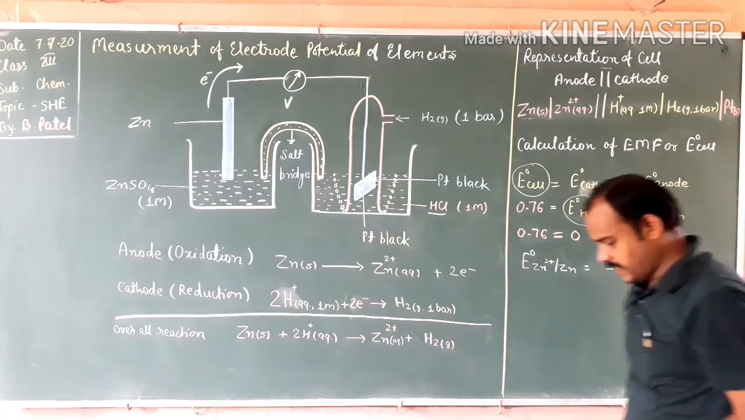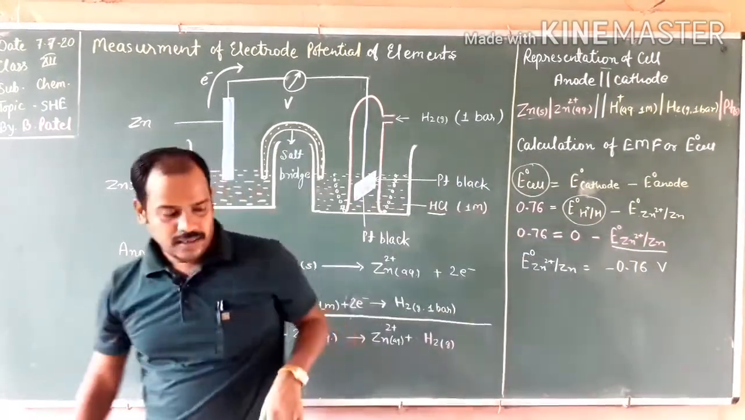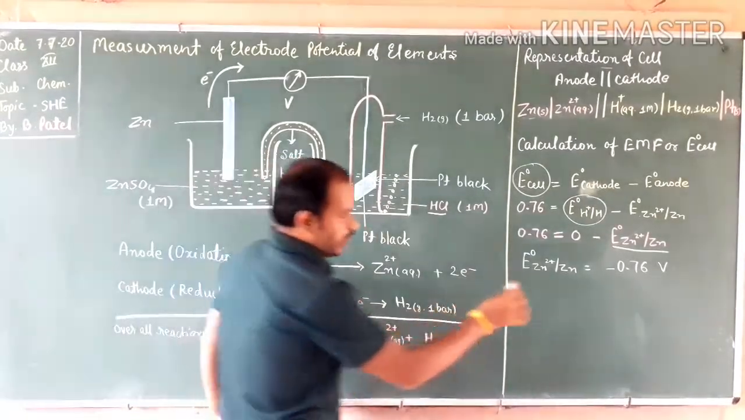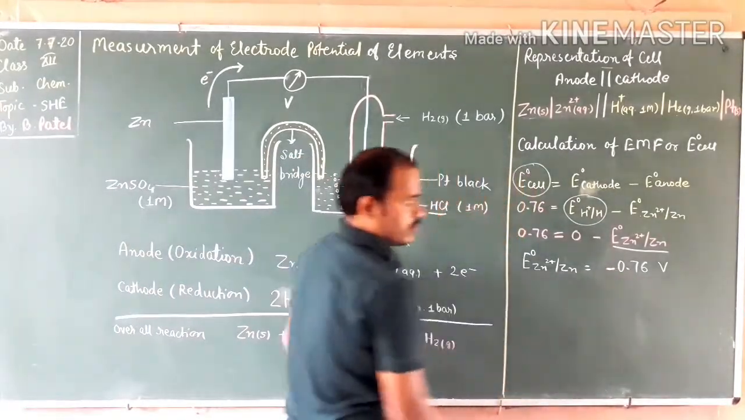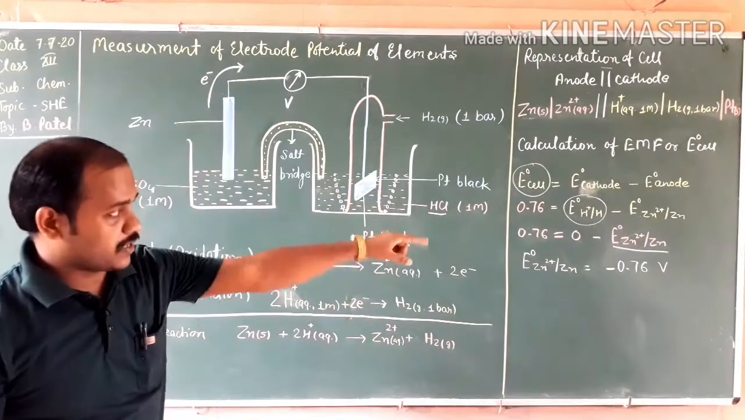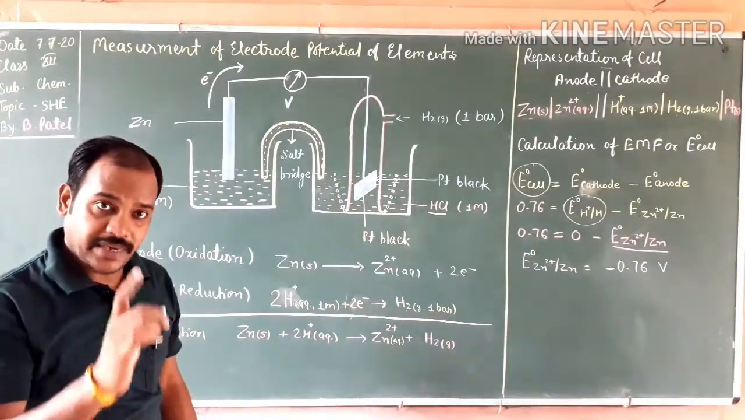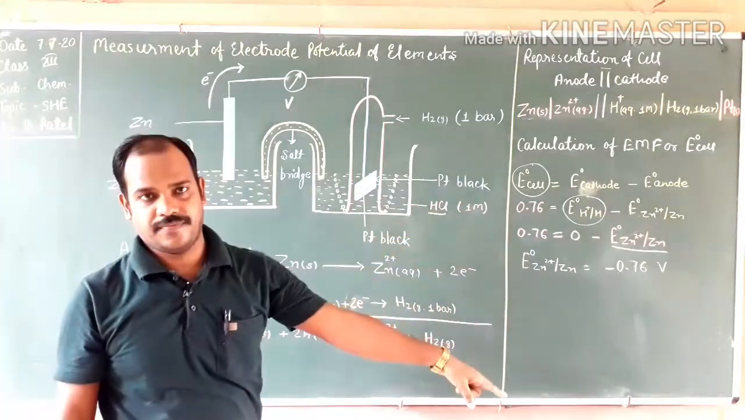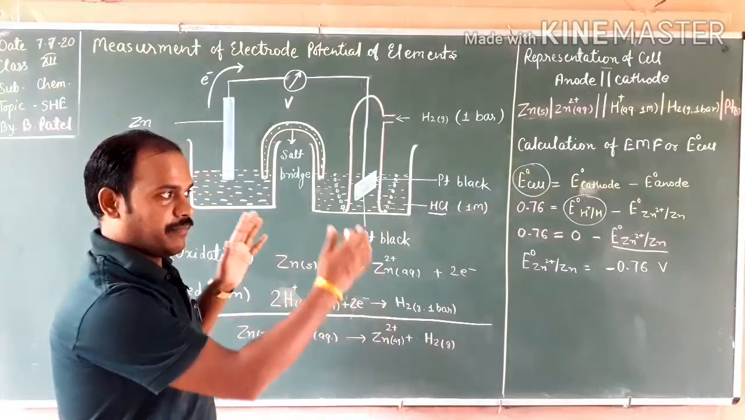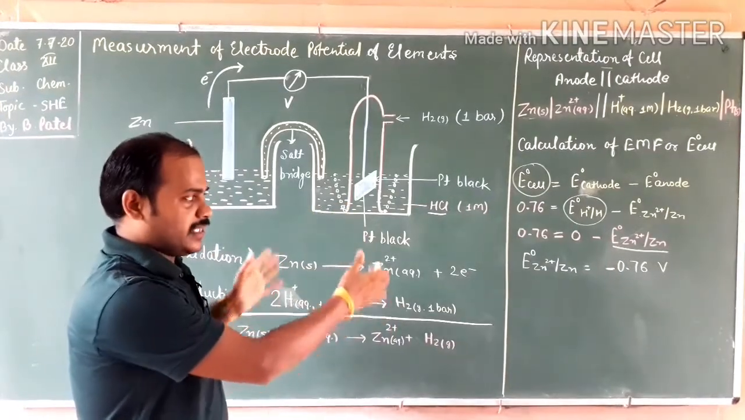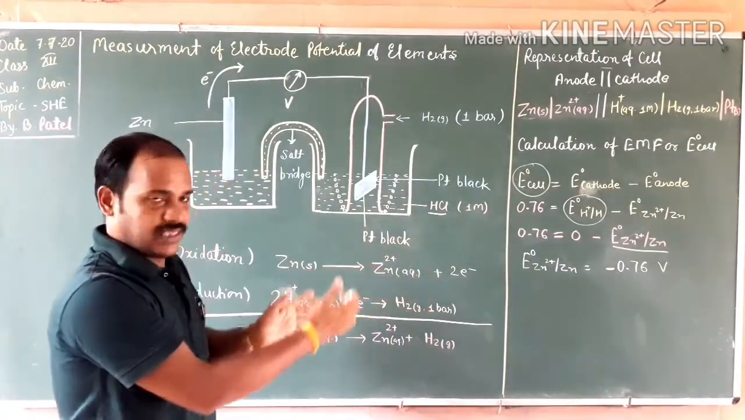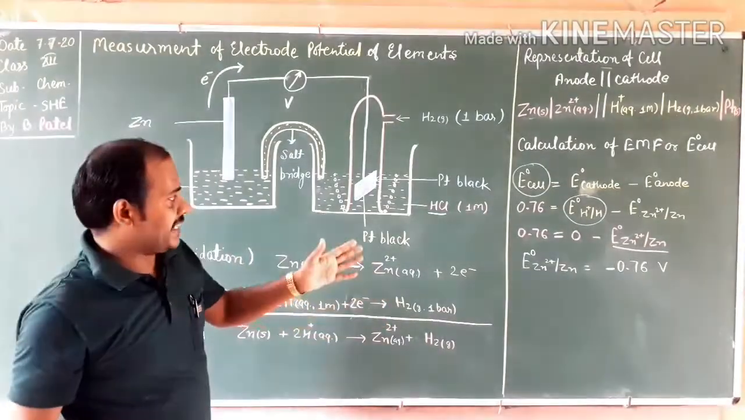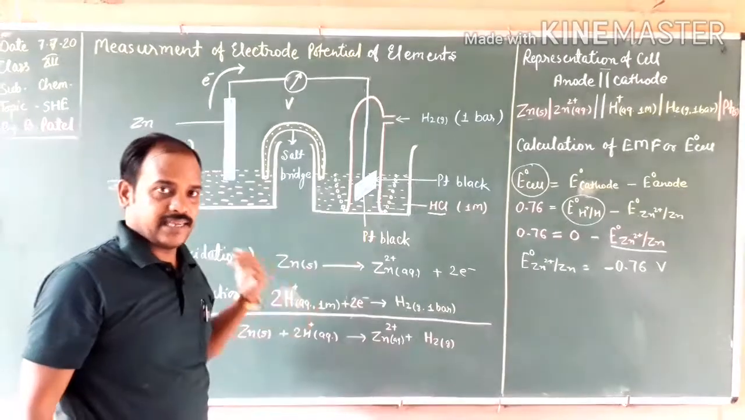So now see, my dear students, the important point here is, if the electrode potential is negative for an element, it means that element is more reactive than hydrogen. It means if we prepare a cell by using that electrode and hydrogen, then that hydrogen electrode will act as cathode and that element will act as anode.